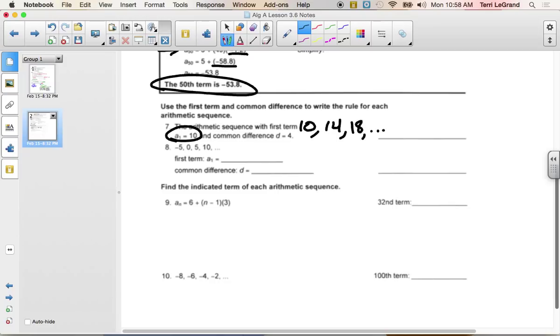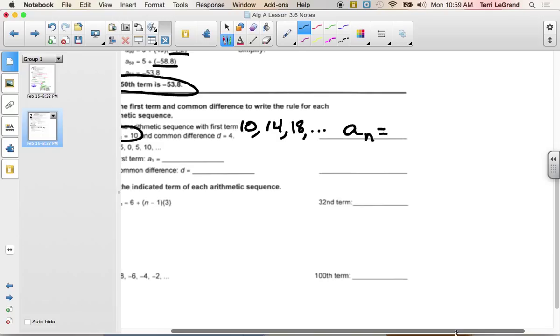So what's it doing? Is it growing or getting smaller? It's growing. It's getting larger, isn't it? So what term do they want us to find? Oh, they want us just to write the rule. Okay, we're just going to write the rule for them. So we need to write the rule, which would be a sub n equals, what's our first term? It's 10, but always starts with the first term. Well, they're not telling us which term they want us to find. They're just saying, what's the rule so that if I throw some out at you, you can do it.